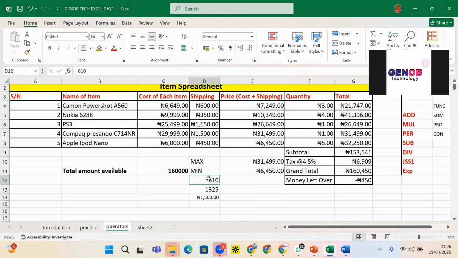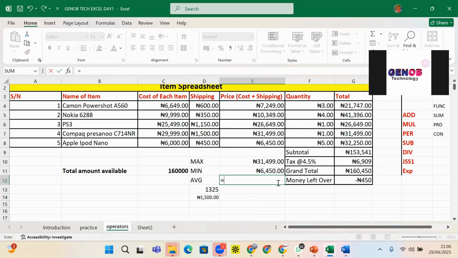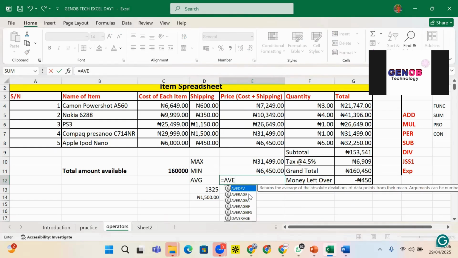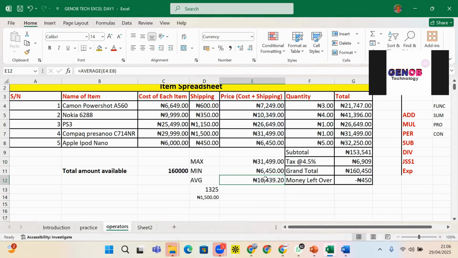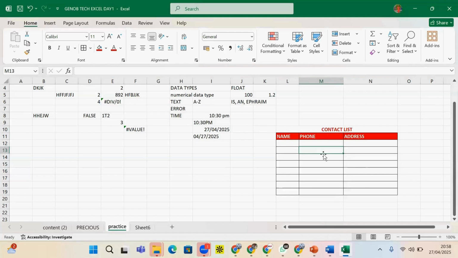So I can also look for the average. What is the average amount? Average, AVG. I say equal to average. See average here, I click on it. E4 colon E8, to give me the average. This is the average, right? What else can we look for that is an aggregator? We look for the maximum, the minimum, average. We also look for count. All right. Any question?